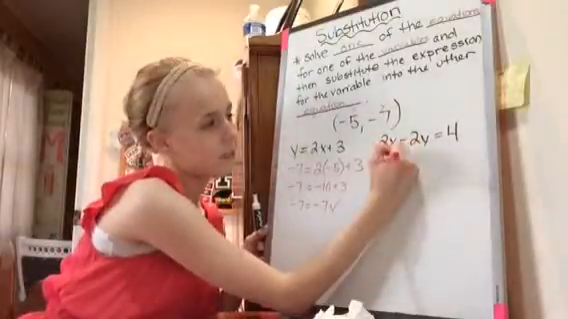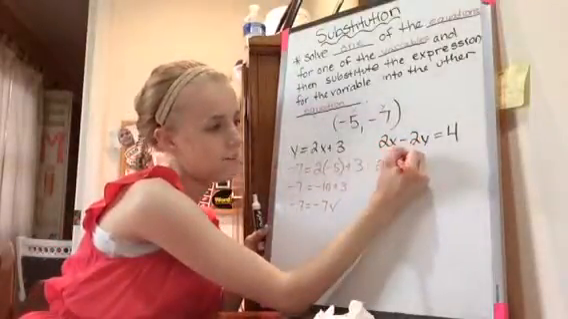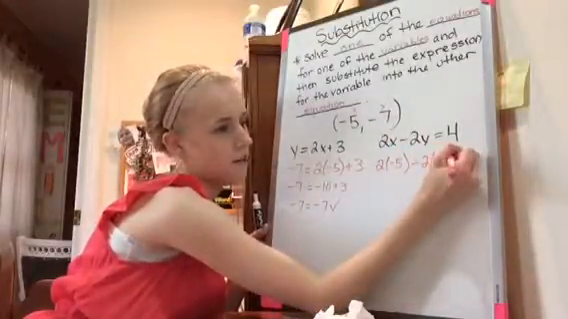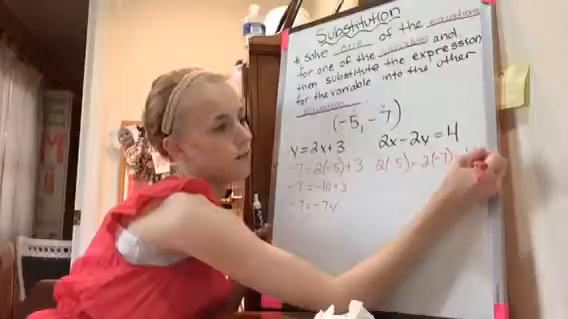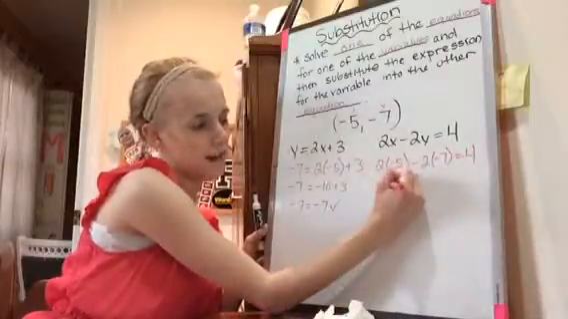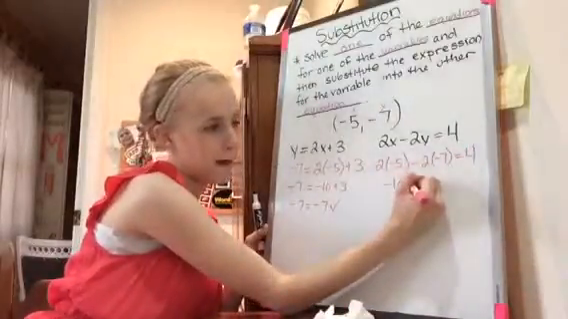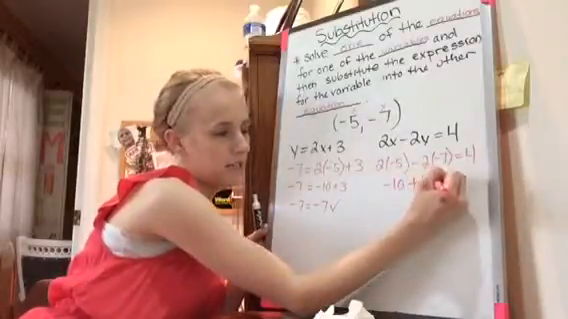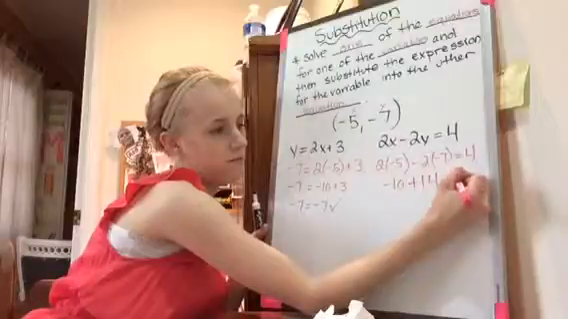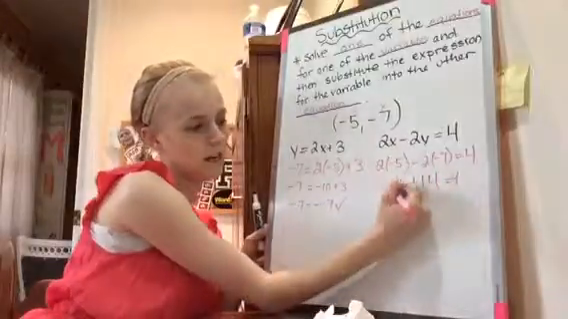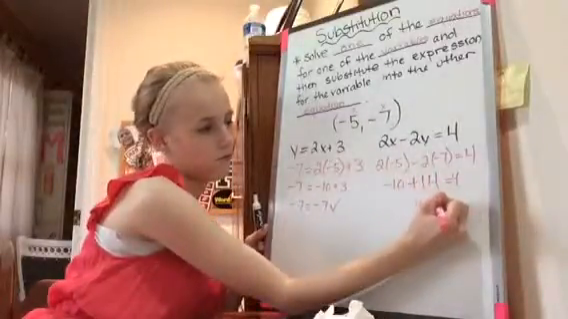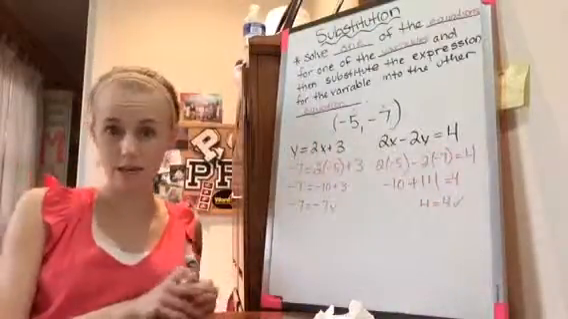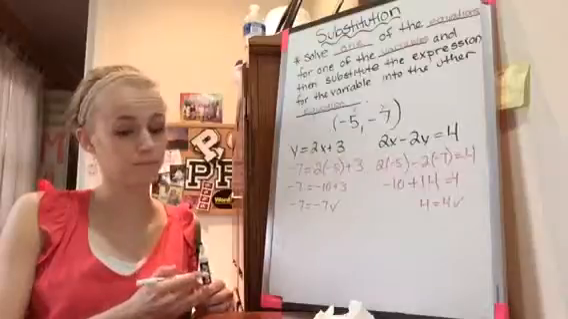Now I can come over here. 2x minus 2y equals 4, so 2 times negative 5 minus 2 times negative 7 should equal 4. This is going to be negative 10 minus, well, negative 14 negative is actually positive, plus 14 should equal 4. All right, negative 10 plus 14 is 4. 4 equals 4, so it checks. You can fill that in on your notes.